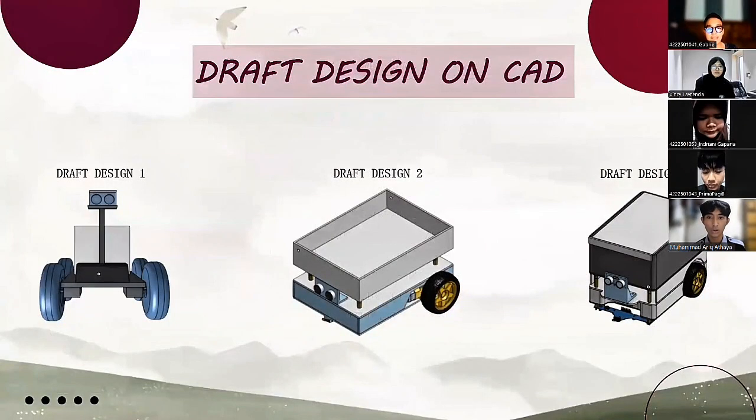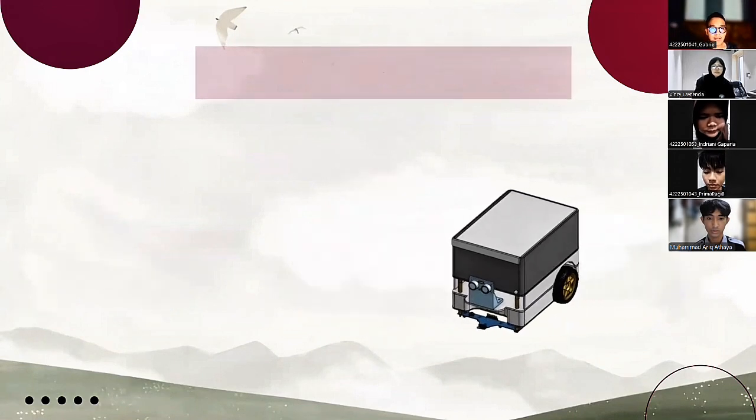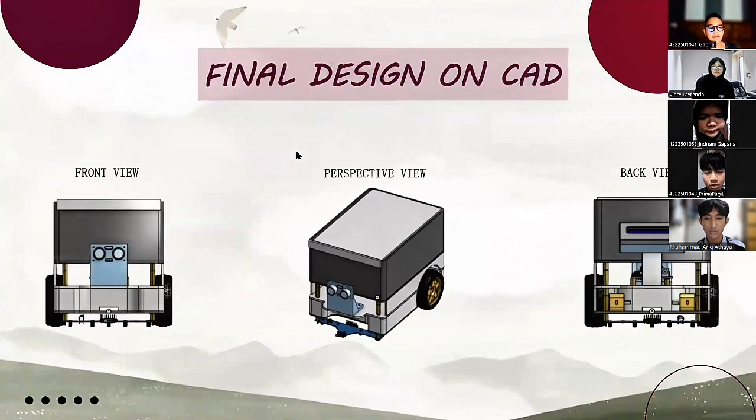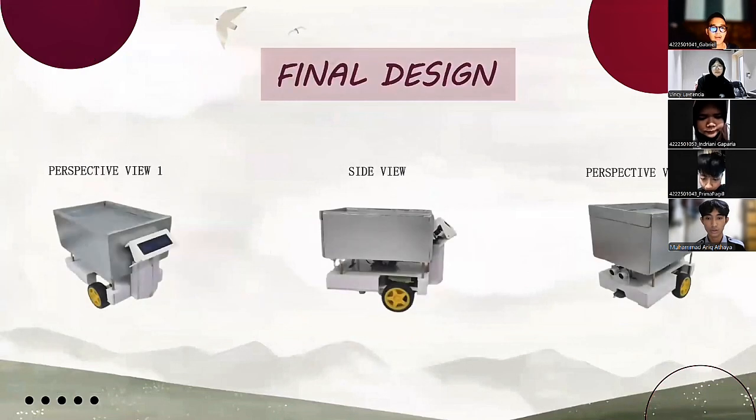Next, I will explain about the draft design. This is draft design 1, draft design 2, and draft design 3. This is the front view, perspective view, and the back view of our robot. This is a realization of our final design.